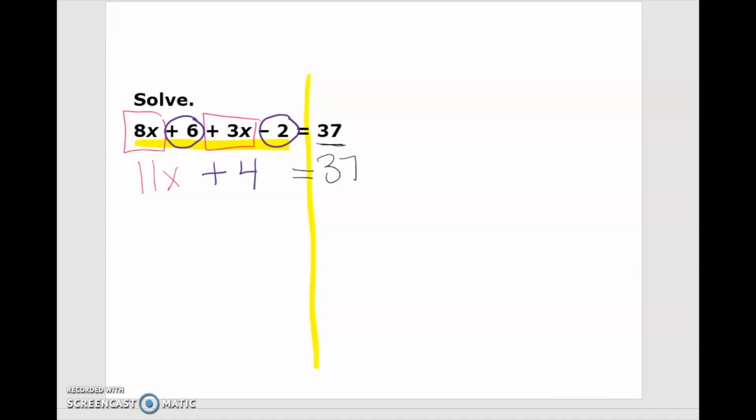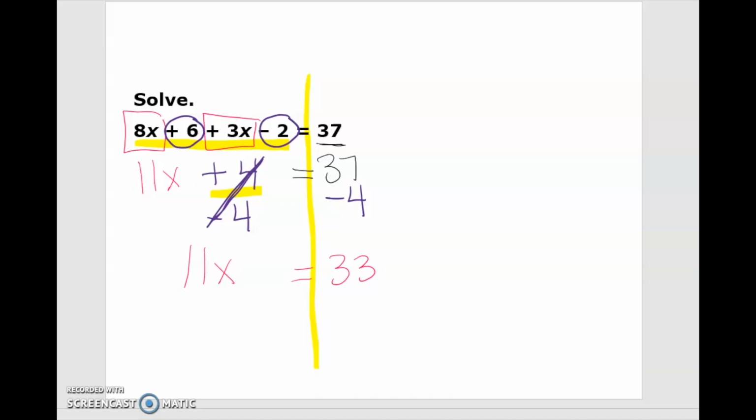So now we go through our order for 2-step equations. The first thing we would want to get rid of is that plus 4. The opposite of adding 4 would be subtracting 4. So we would subtract 4 on both sides. Again, make sure you're always showing the operation on both sides of the equal sign. A positive 4 and a negative 4 are opposites. They cancel each other out. We're going to bring down our 11x. 37 minus 4 is 33.